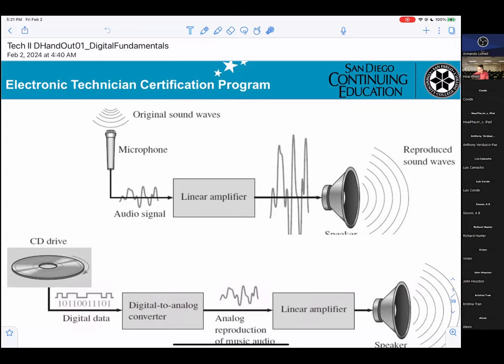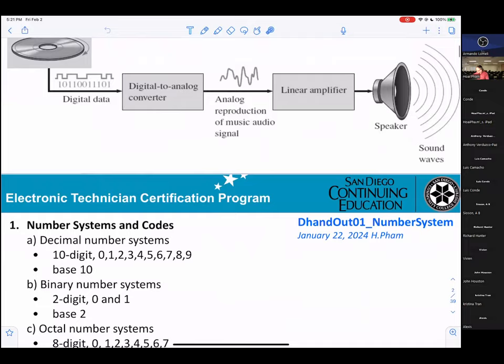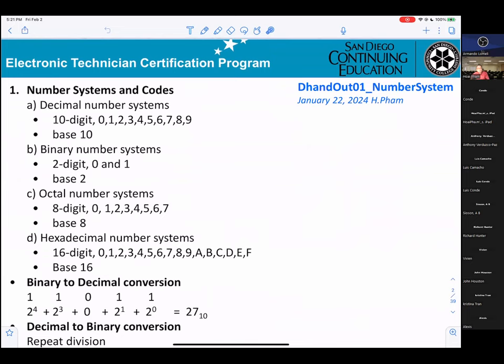First thing, when you're talking about digital, everything in the computer, there's only one thing the computer can understand, that is binary. That means either one or zero, nothing else. So the first thing we'll be learning is the number system.